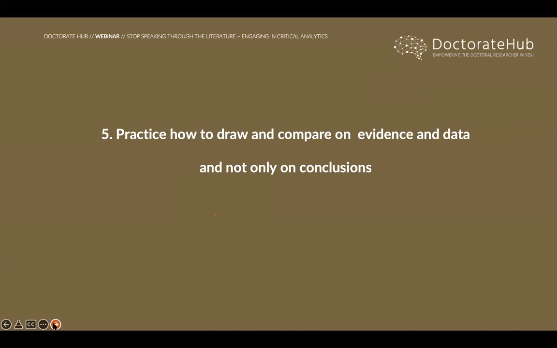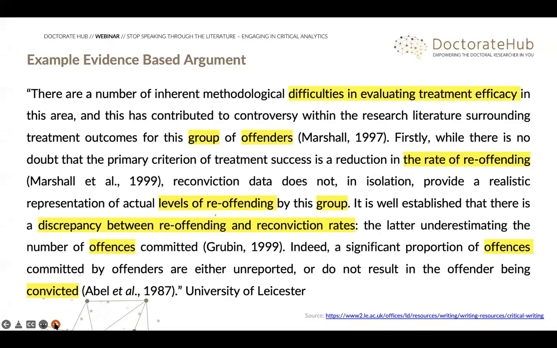Right, then let's look into how to draw and compare evidence and data, and not only conclusions. Let's look at an example evidence-based argument. This argument is from the University of Leeds, I think. The source is down there and it's publicly available to you. By the way, all of the sources are noted on each of the slides, for you to look them up if you wish to.